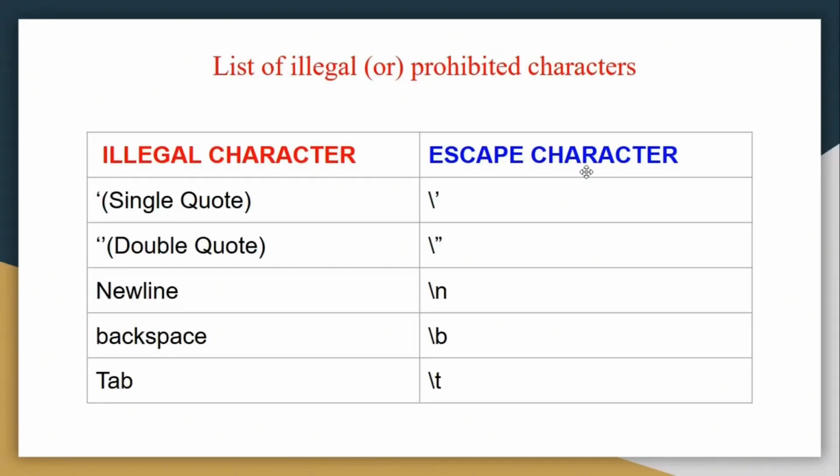This table consists of a list of illegal characters and their corresponding escape characters. To represent a single quote, we are using a backslash followed by a single quote. To represent a double quote, we are using a backslash followed by a double quote. The new line character is represented by a backslash followed by the character n. The backspace character is represented by a backslash followed by the character b. Tab is represented by a backslash followed by the character t.